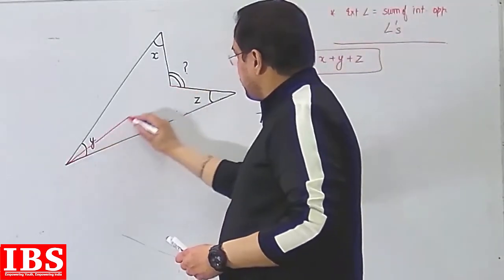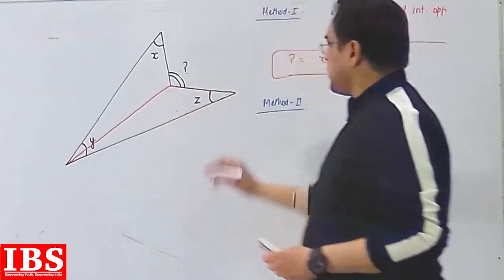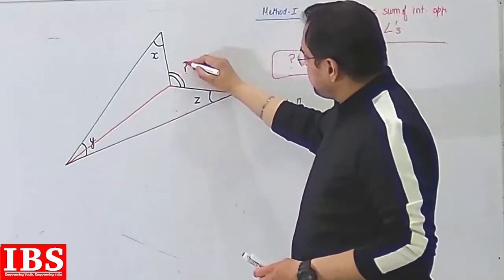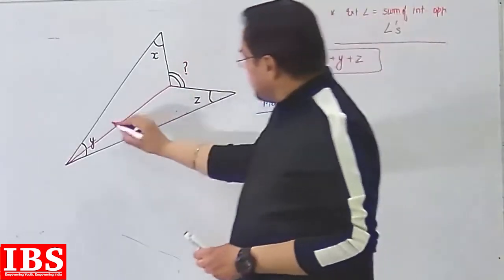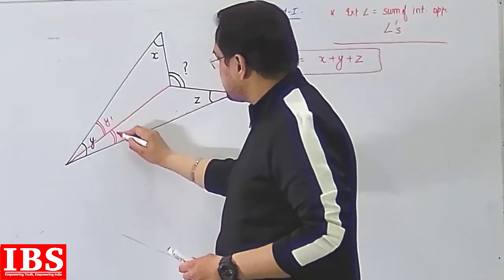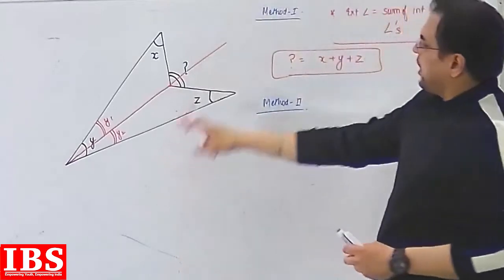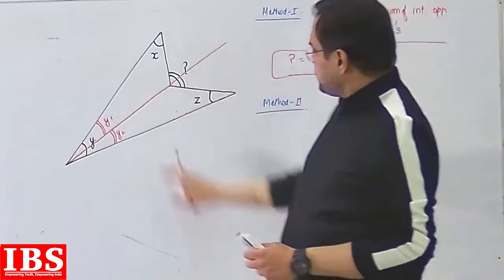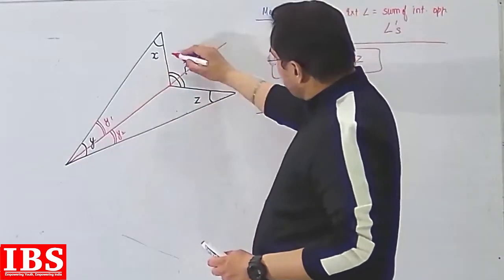You need to connect this point with this point. Okay, connect this point with this point. So after connection, this is y1, so this is y2. Take this straight line outside. Okay, this is y1, this is y2, this is x, this is z.